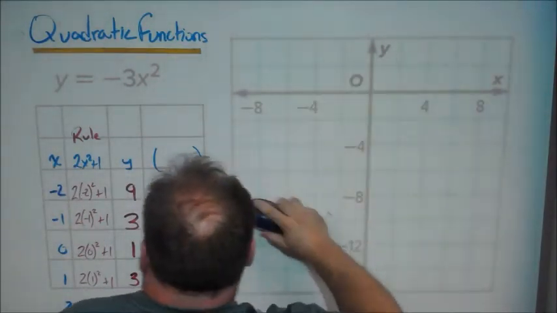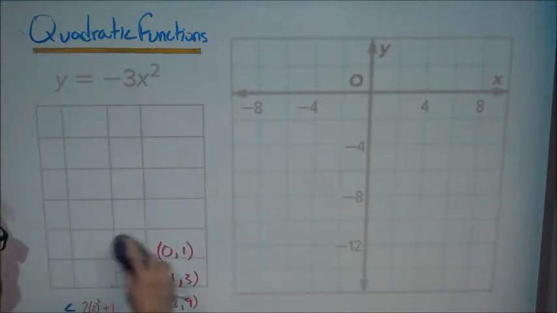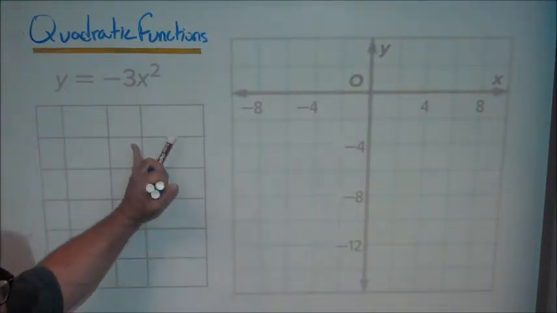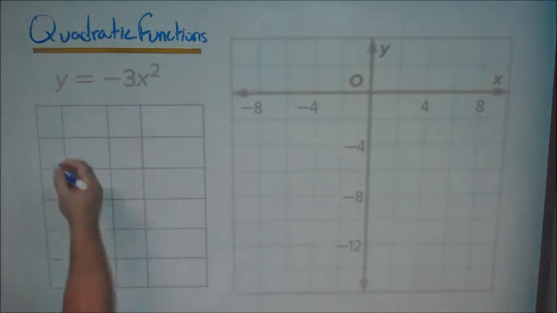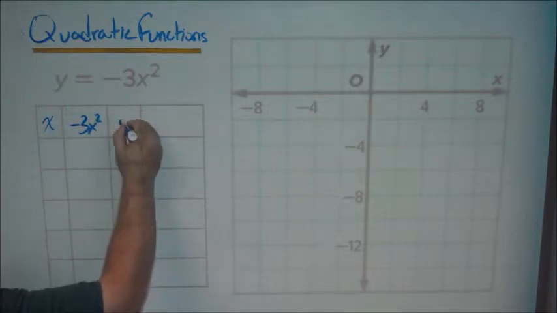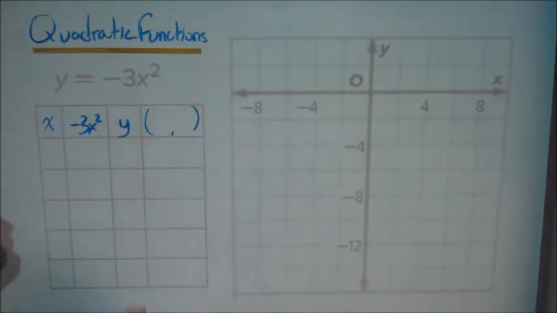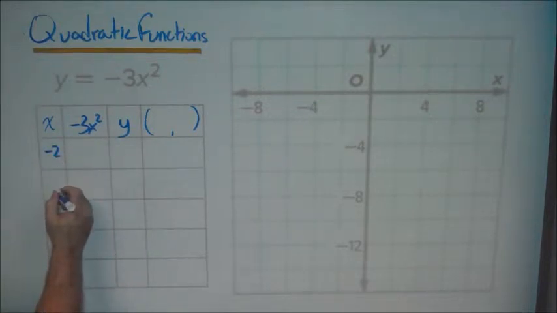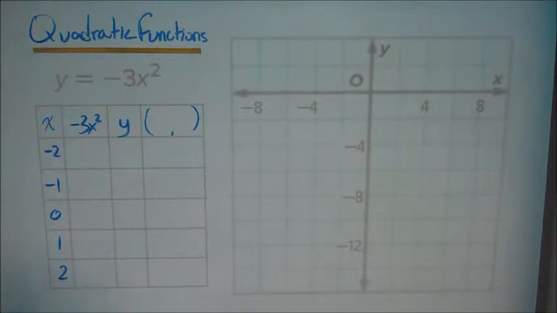Our second example here, we've got y equals negative 3x squared. We're going to do the same thing. Let's use our function table to figure out how to graph this. I've got my x. I've got my rule, negative 3x squared. I've got my y. And then I've got my ordered pair. Let's use our same values here. Negative 2, negative 1, 0, 1, 2.